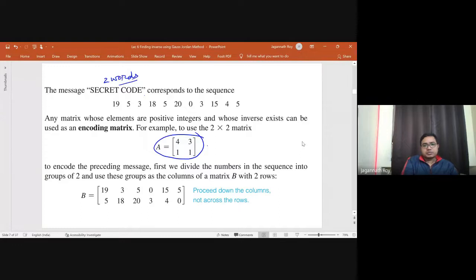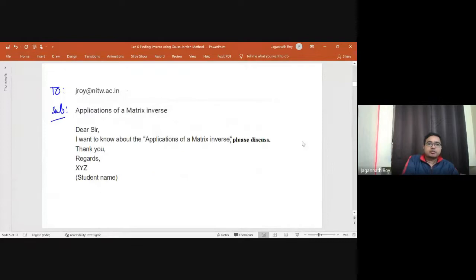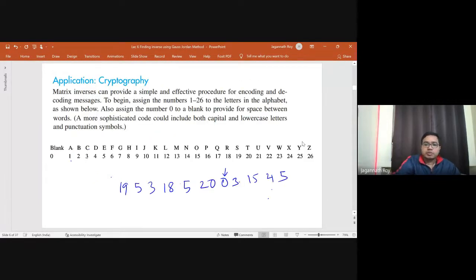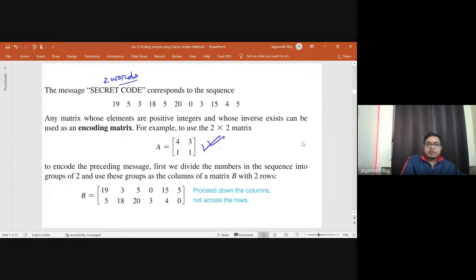Okay? So we need a 2 by 2 matrix for which, if you want to send a message to me, you will need this one. So this is a 2 by 2 matrix. This is given, and you are trying to send me this message. Okay, this can be treated as the email ID. This will be given.